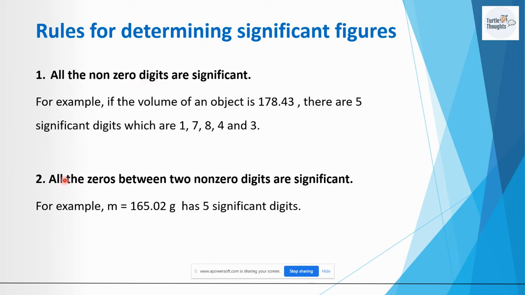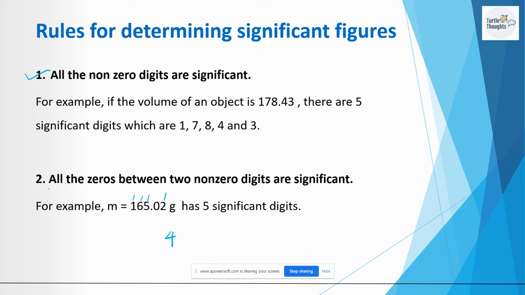The second rule says that all zeros between two non-zero digits are significant. For example, if we have the mass of the object m equal to 168.02 grams, it has five significant figures. How? 1, 6, 8 and 2 are non-zeros. That is why from rule number 1 I can tell that I already have four significant figures from rule number 1.